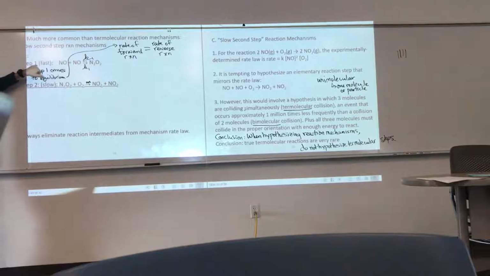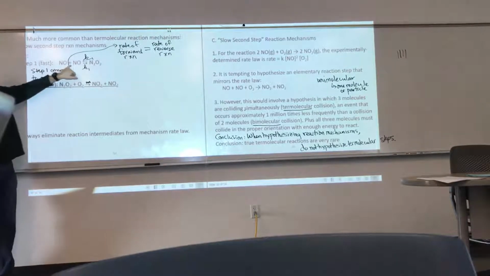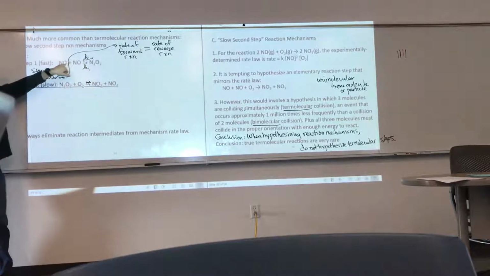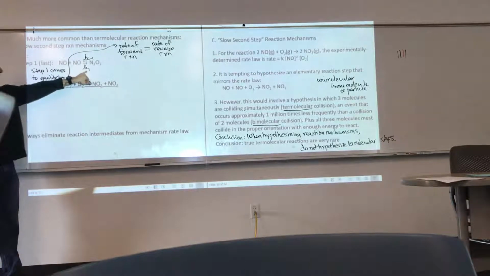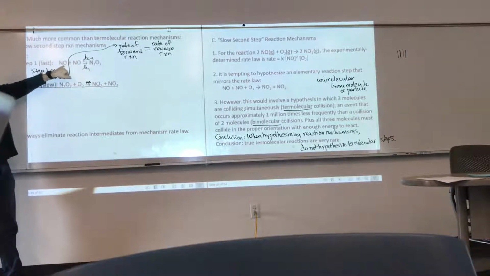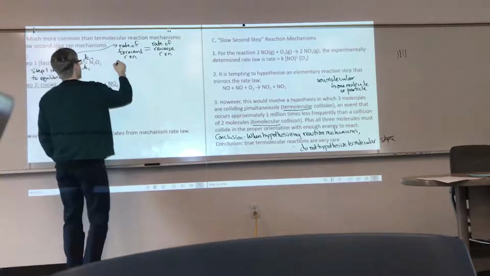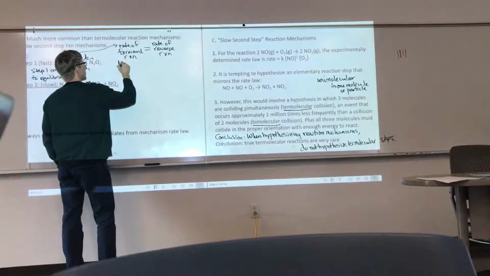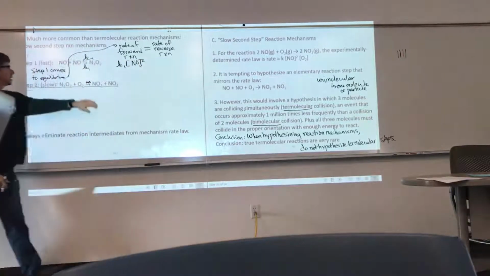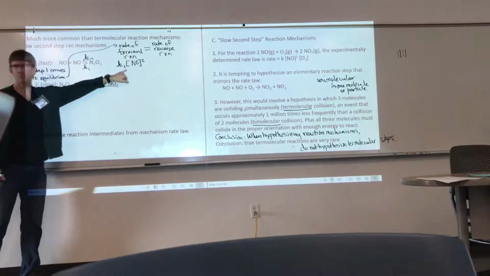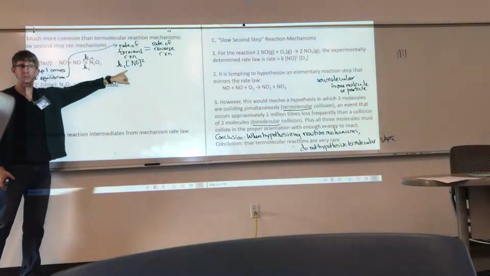Because this is an elementary step in a reaction mechanism, we can write rate laws from both of these. For the rate of the forward reaction, we will write rate equals k sub 1 times the concentration of NO squared. So that is the rate of reaction expression for the forward reaction.